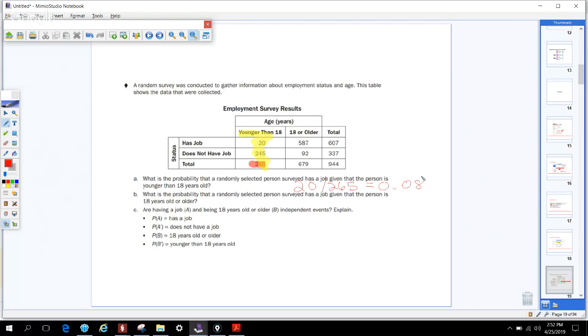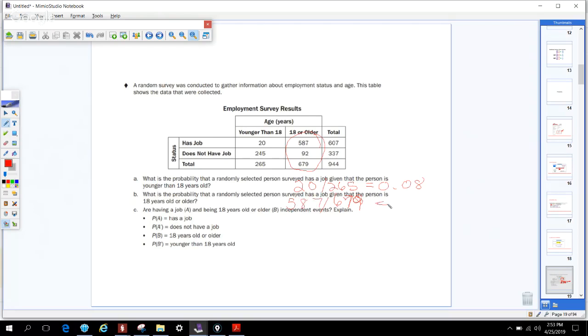So what am I going to look at for the next one? It says, what's the probability that a person surveyed has a job given they're 18 or older? What's my denominator going to be? Anyone? Why do you have 679? They have to be 18 and older, so that's why 679. Given 679. What's my numerator going to be? It says that they have a job.